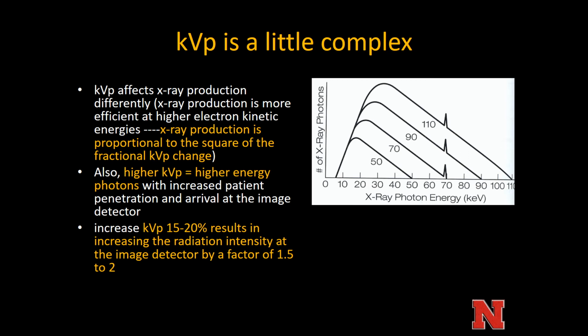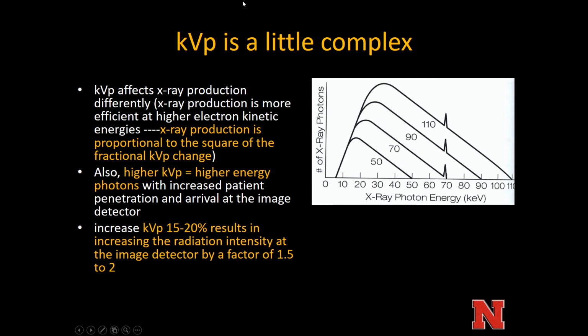What do you need to memorize? Well, I would remember this. A 15 to 20% change in kVp results in increasing the radiation intensity detected at the image detector by a factor of 1.5 to 2. So a 15 to 20% kVp change can almost double the X-ray production as it's eventually detected at the receptor.